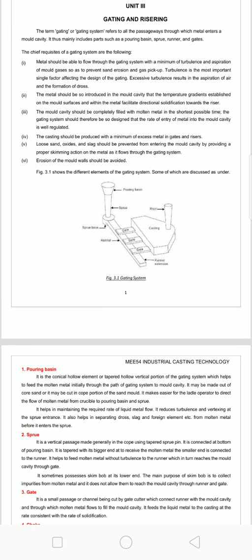So what are the requirements of a gating system? While designing a gating system, certain requirements are to be provided. The first requirement: molten metal should completely fill the mold in the smallest time possible, without a rise in metal temperature or higher temperature being used. Second, it must avoid entering of dross, slag and other materials into the mold cavity.